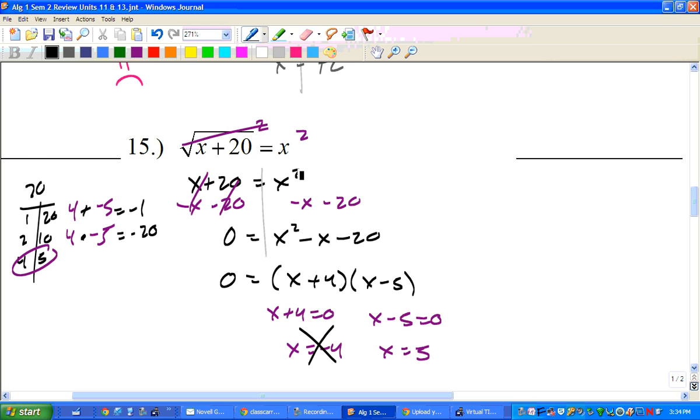Okay. The negative 4 doesn't work. And we get x equals 5.